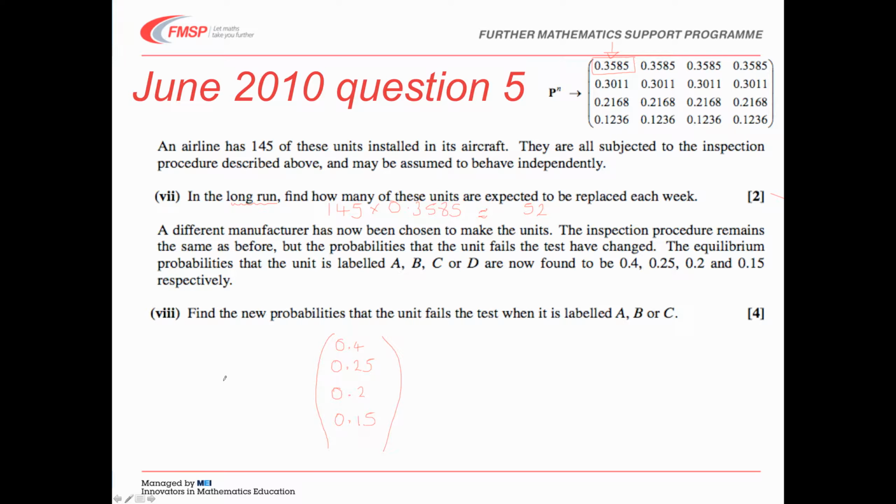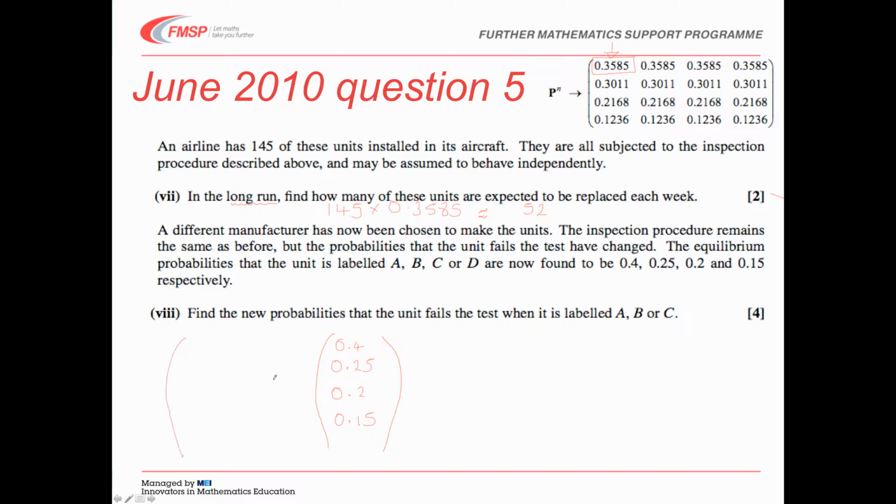Okay, but we don't know what the transition matrix is, we don't know what those new probabilities are. And that's what we need to find out. That seems a bit tricky until we remember that these equilibrium probabilities shouldn't be changed by the transition matrix, because they're equilibrium probabilities. They're a long run. If you keep on multiplying by the transition matrix, you should get the same answer. That's the idea of them.